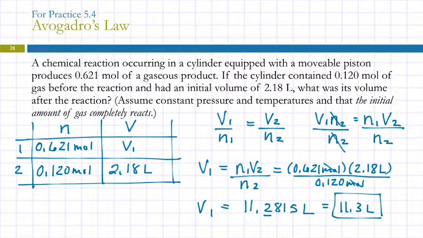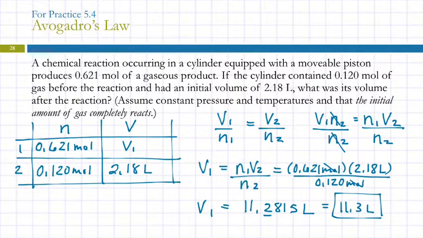Is that a reasonable answer? We can assess whether it's reasonable or not by looking at what happened with the moles. We went from 0.12 to 0.621. More gas, should that take up more volume or less volume? More volume. So our volume went up from 2 to 11, so it's reasonable. If you get your 1s and 2s backwards, it'll end up going the opposite direction, and that'll give you a clue. Any questions?